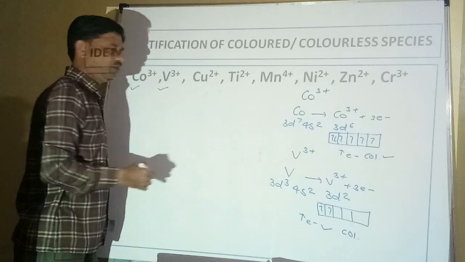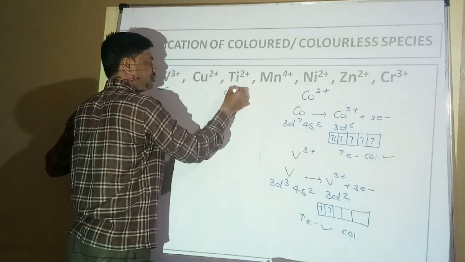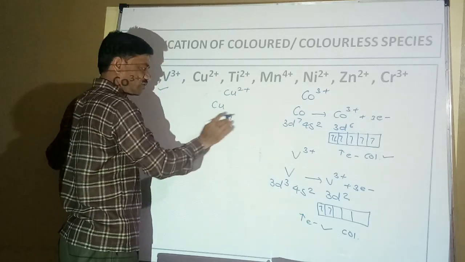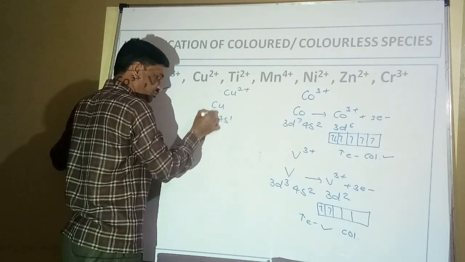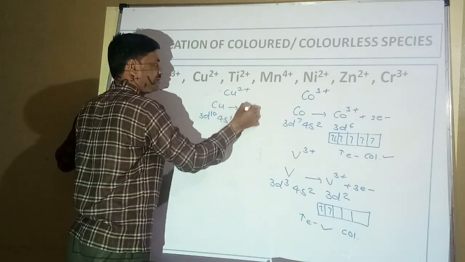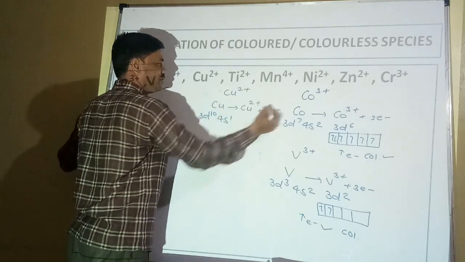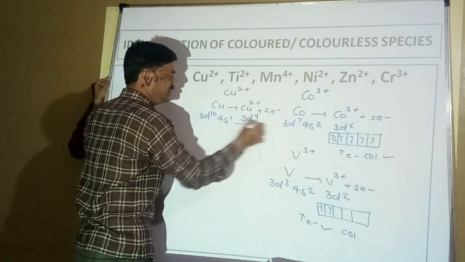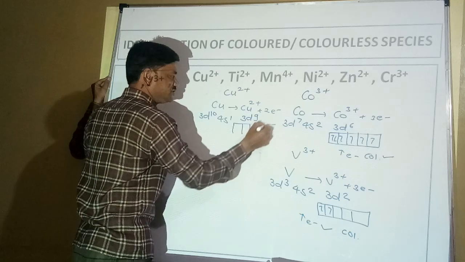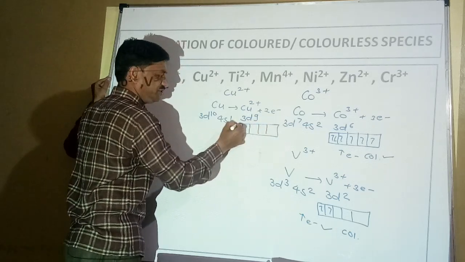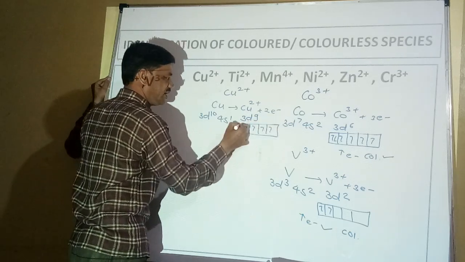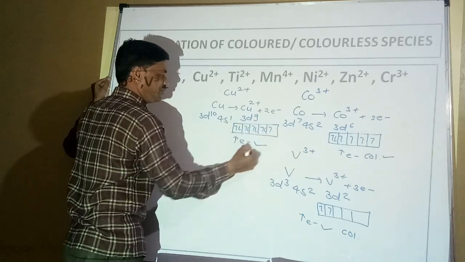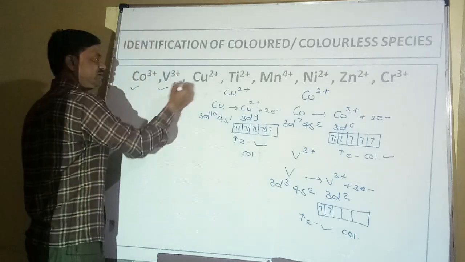Check the next one. Copper plus 2 ion, Cu plus 2 ion. Tell me the configuration. Not 4s2, but 4s1: Argon 18, 4s1, so it becomes 3d10. The charge here is plus 2, so there should be loss of 2 electrons: 1 from 4s, 1 from 3d. So what remains here? 3d9. Now arrange these electrons in the 3d orbital: 1, 2, 3, 4, 5, 6, 7, 8 and 9. There is presence of an unpaired electron. It is found to be colored.